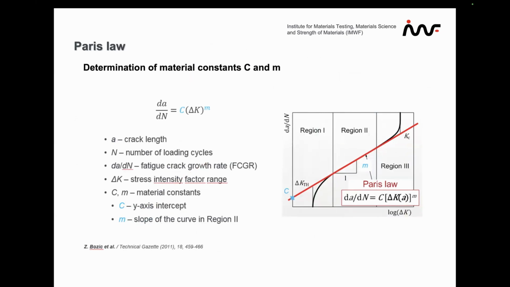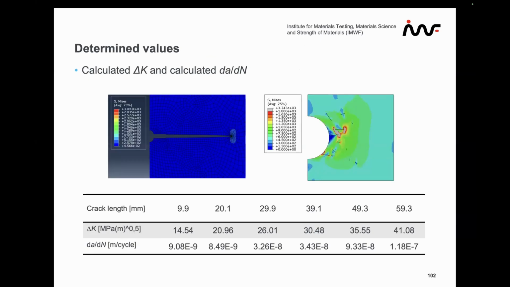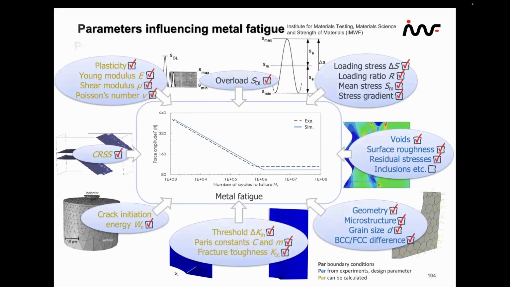Now, finally, we need the parameters for the Paris law. And you may say, well, this you have to get from experiments. And I have to answer no. You can also get the C and m parameters by putting the micromechanical model at the tip of differently long cracks and calculate then the Paris parameters for each situation. And what we find is similar to experiment, C and m parameters for the Paris law, just from scratch, just from physics. And therefore, we have now basically all the parameters influencing our S-N diagrams in hand.